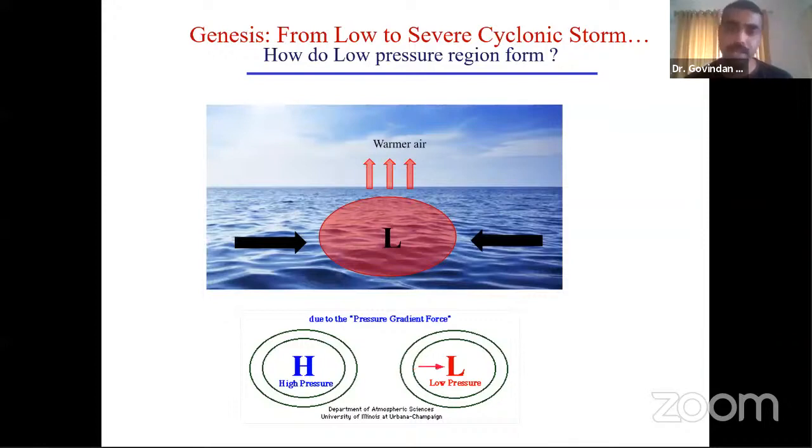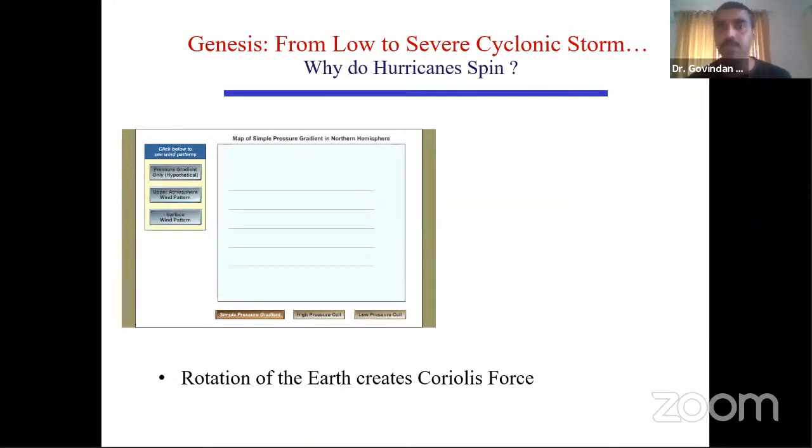And the force which is acting here is the pressure gradient force. You can see in the bottom figure that there is a high pressure region and the wind moves from the high pressure region to the low pressure region. But the question which is not fully answered is that we also know the cyclone has a rotating column of circulation. It is not like a straight wind moving into a low pressure system. What makes a hurricane or a tropical cyclone spin? For that, I need to explain.